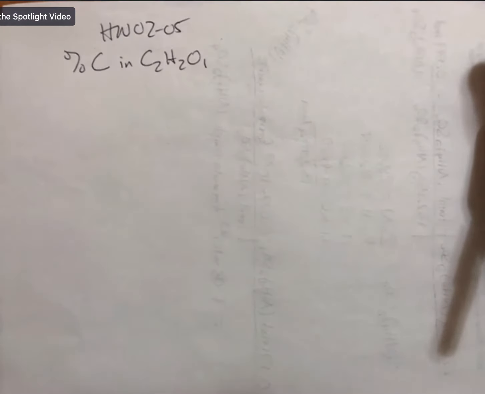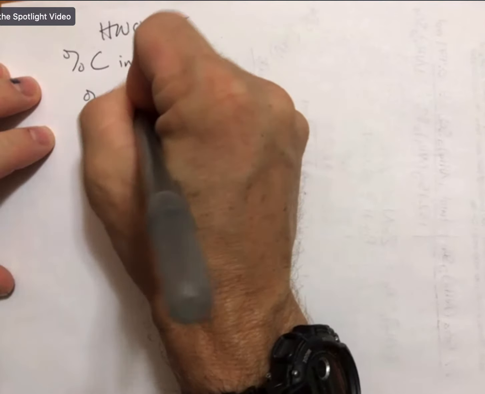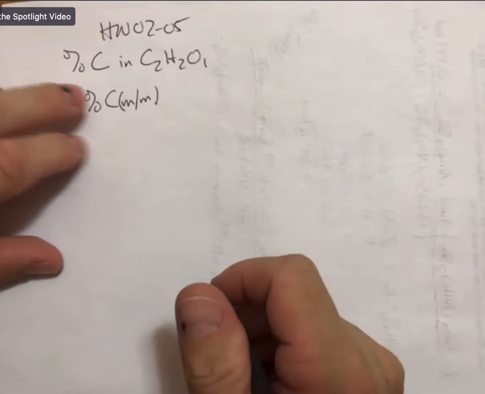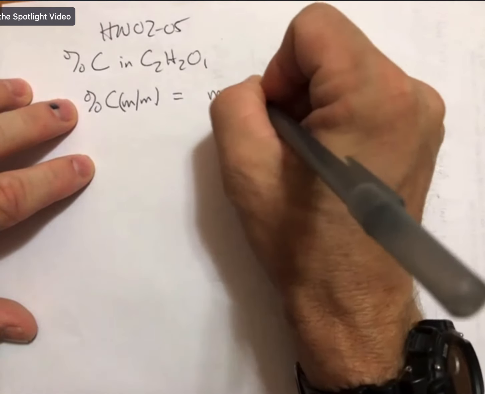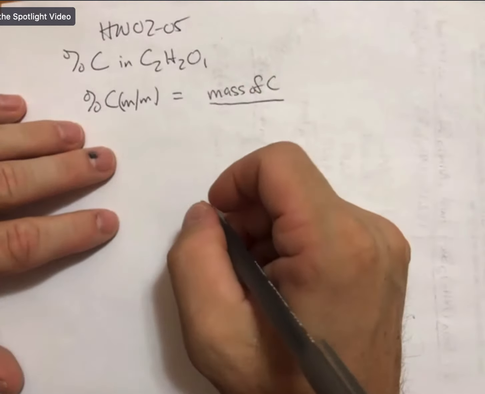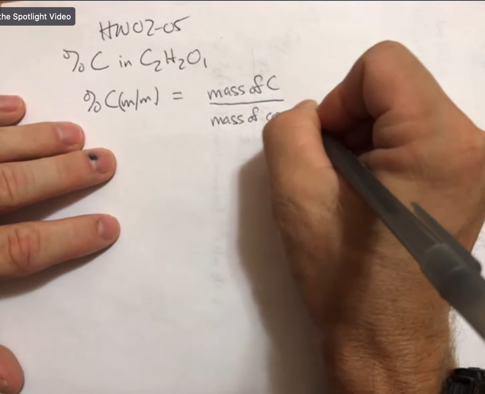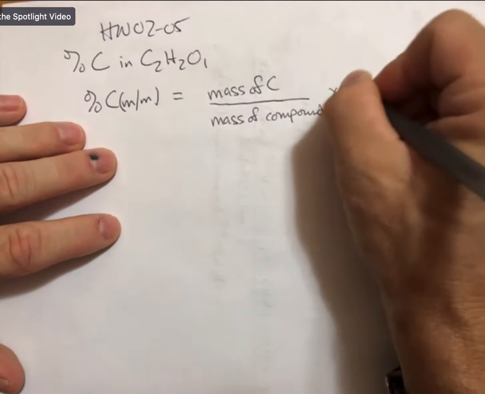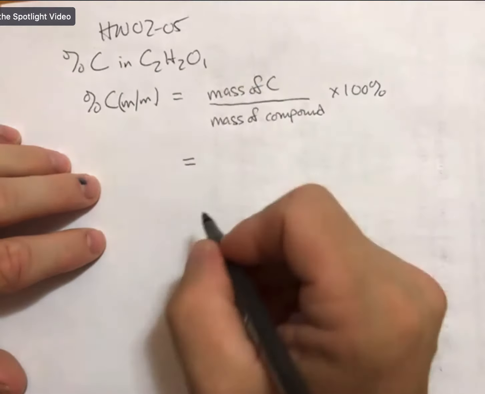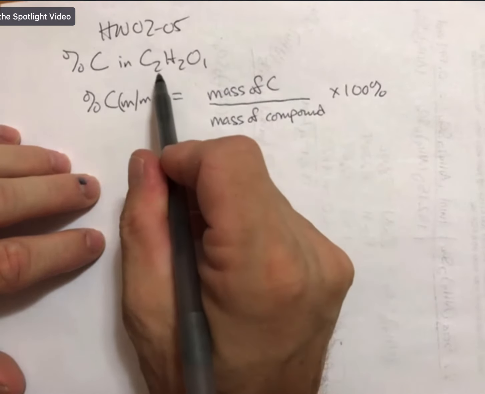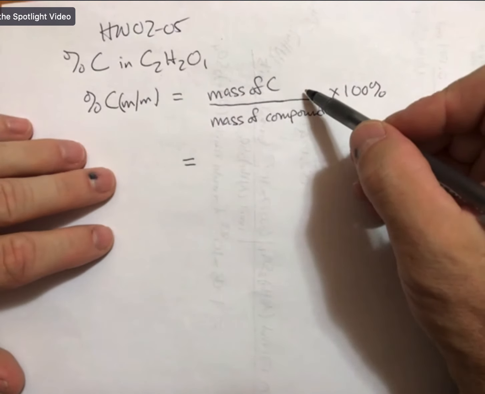Okay. Now, percent carbon, the percent by mass formula, and I'll write it for carbon. Percent carbon mass by mass is going to be mass of carbon divided by mass of compound times 100%. And for this one, so my mass of carbon, I see that there are 2 carbons in here.